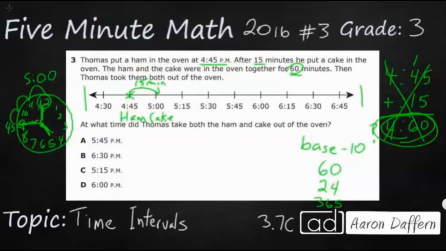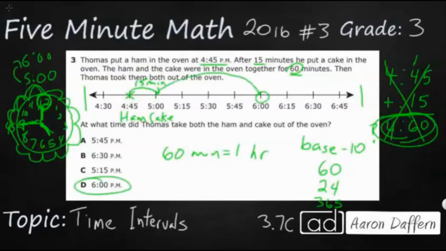And if we want, we can just go for 60 minutes so we can count by fives. 5, 10, 15, 20, 25, 30, 35, 40, 45, 50, 55, 60. So I'm back at the o'clock. So instead of 5, it's going to be 6. Or we could just know that 60 minutes is going to equal 1 hour. So that's easy. We can just change the hour. So from 5 o'clock, let's go up to 6 o'clock. And boom, here's our answer, D.